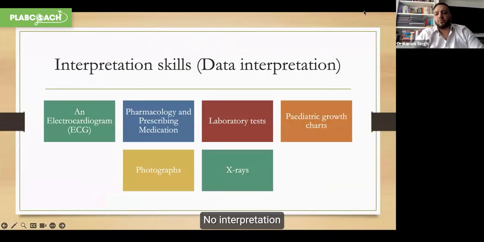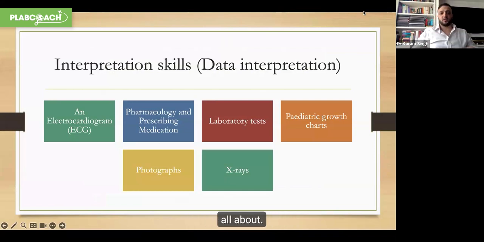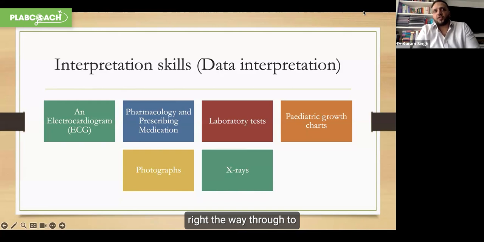Now, interpretation skills. This is what today and tomorrow is essentially all about. Interpretation skills is exactly what the name suggests. Are you comfortable interpreting data from simple tests, for example, ECGs, chest x-rays, laboratory results, arterial blood gas results, right the way through to diagnosing conditions based on images, rashes, etc.? And photographs are heavily tested in data interpretation.